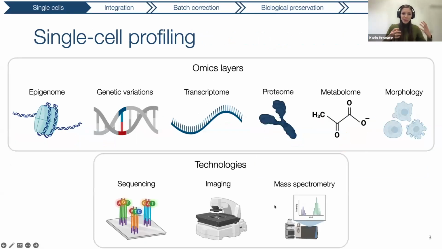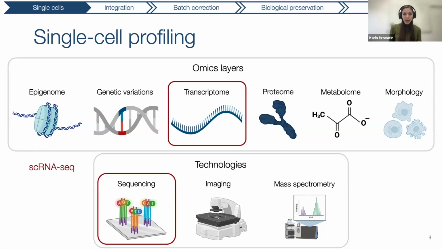Now, we also want to know what kind of information we can actually get about individual cells. And luckily, there are a lot of technologies that enable us to profile a wide spectrum of omic layers, ranging from expression regulation and genetic mutations, that then affect gene expression and protein function, and downstream also metabolism and cell morphology. For that, different technologies were developed, ranging from sequencing to imaging to mass spectrometry.